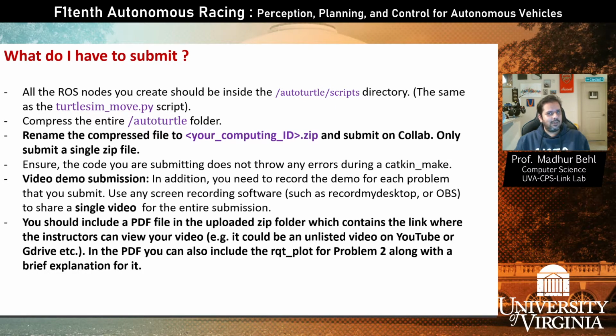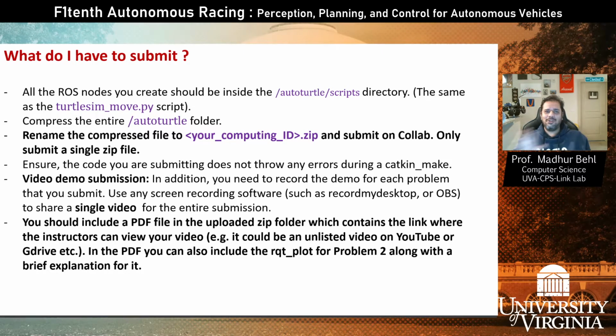First of all, the ROS nodes that you are creating should reside in the AutoTurtle scripts subdirectory inside your Catkin workspace. This is the same directory where the template code is already provided, and you just need to add more ROS nodes to it. Then, after you are happy with your demos for each problem, you need to compress your entire AutoTurtle folder. So not just the scripts folder, I need the entire package, the entire AutoTurtle folder.